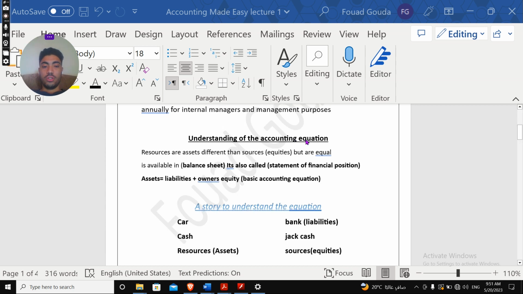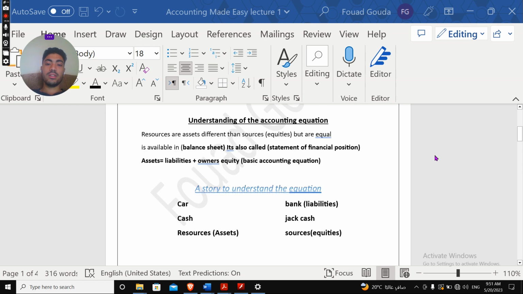Understanding the accounting equation. Okay, let's have a story to understand the equation and how real it is. Let's imagine that you have a friend called Jack. So we have Jack here, imagine with me, and he's telling me, "Hey Fuad, how are you doing?" "Hey Jack, how's everything going with you so far?" "Oh, it's good." "Alright Jack, what do you want?" "Hey Fuad, I would like to open a business. I would like to ask you about it."